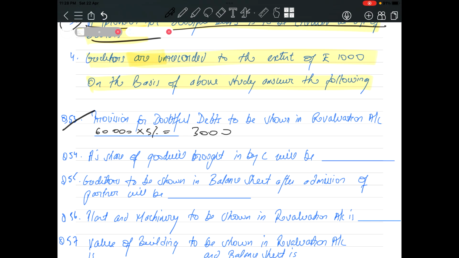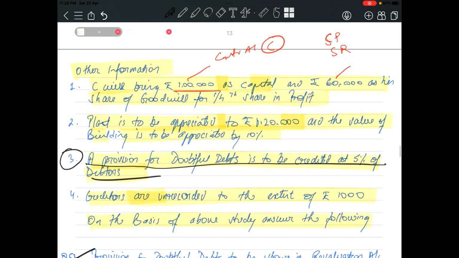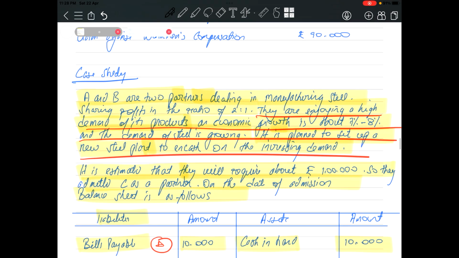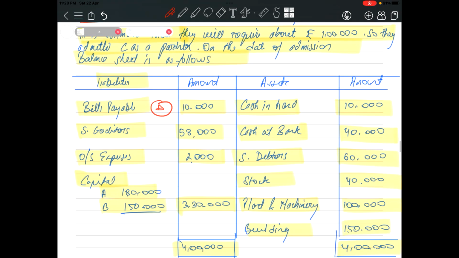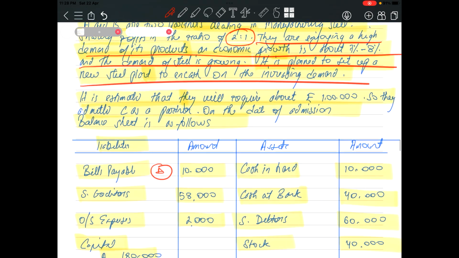Now question number 54. Share of goodwill brought in by C. Basically they are talking about the goodwill. C is bringing in goodwill of 60,000. So this goodwill will be distributed between the sacrificing partners in the sacrificing ratio. Is there anything mentioned about sacrificing ratio? No, right? There is nothing mentioned about new ratio or sacrificing ratio, so we cannot find out the sacrificing ratio. So what will we do? We will distribute it in the ratio 2:1. What is the value of goodwill? 60,000.